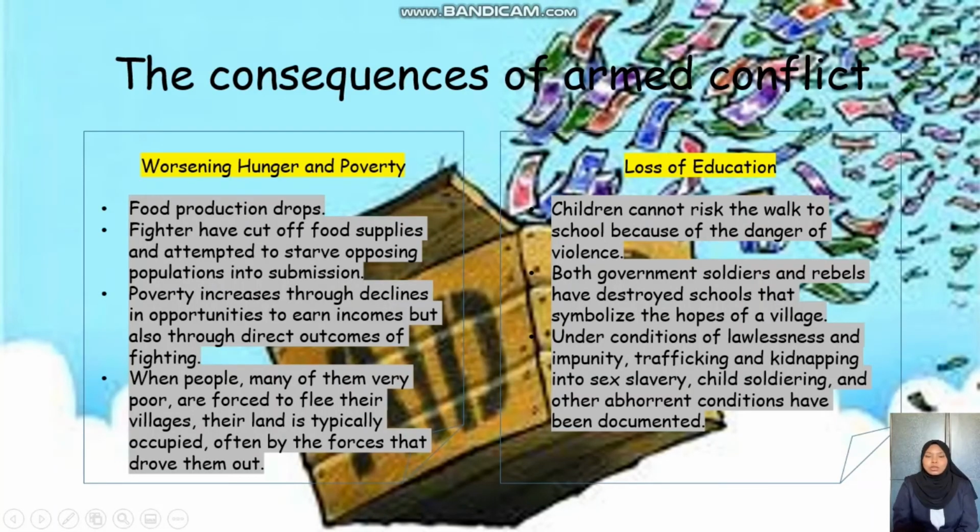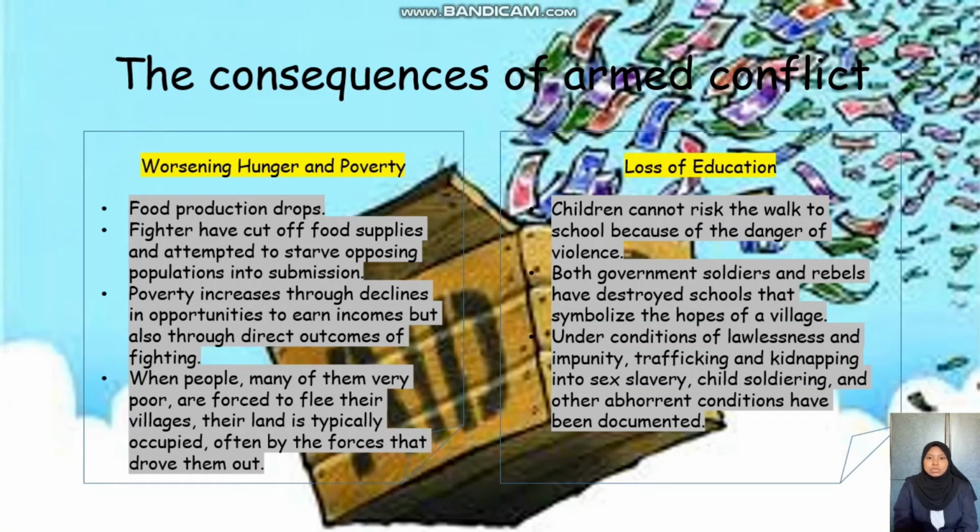I will continue the consequences of armed conflict. Next is armed conflict worsening hunger and poverty. In many conflict countries, food production drops. The International Food Policy Research Institute found that in conflict and post-conflict countries, more than 20% of the population usually lacks access to adequate food. Hunger is also a weapon of war. Fighters have cut off food supplies and attempted to starve opposing populations into submission.